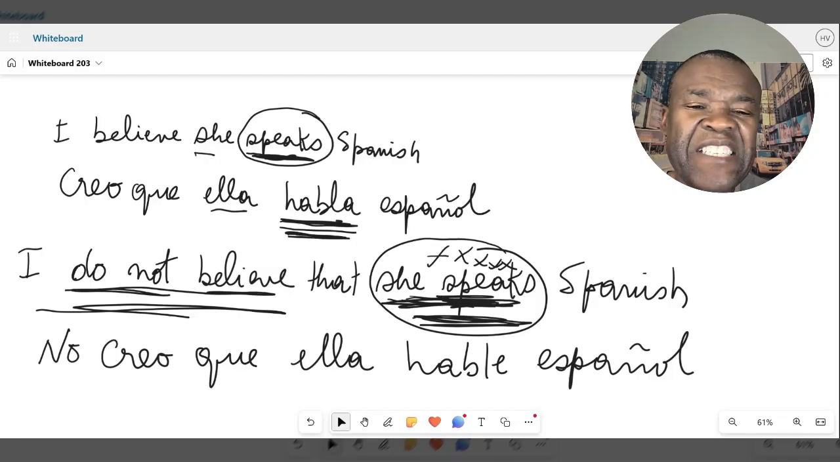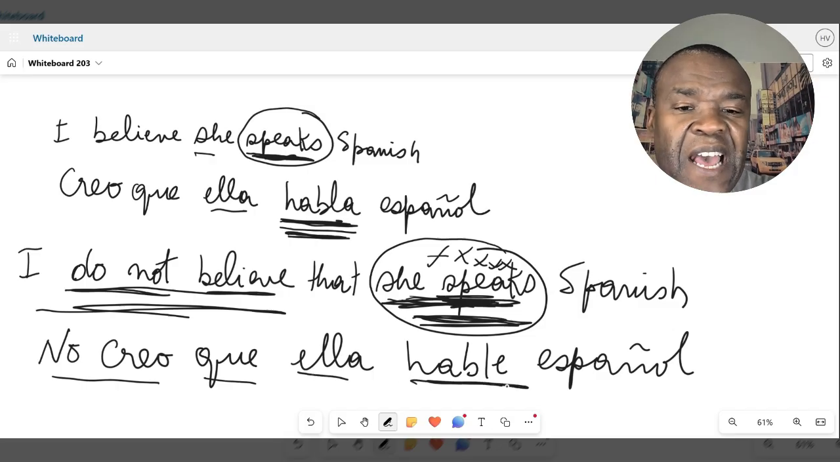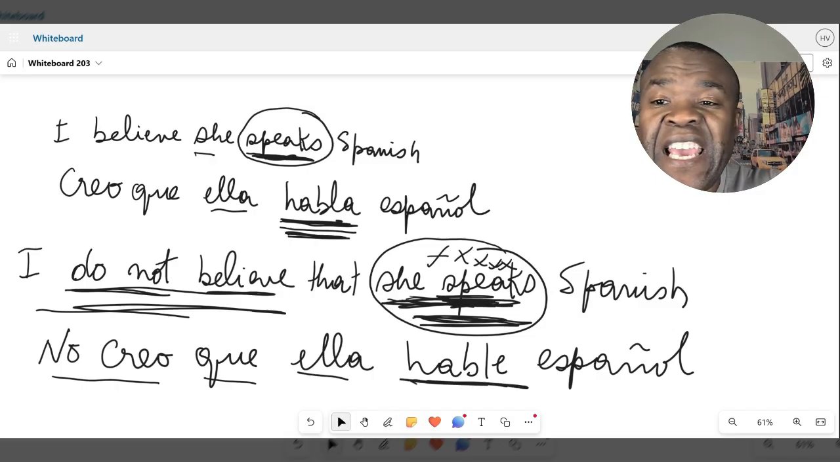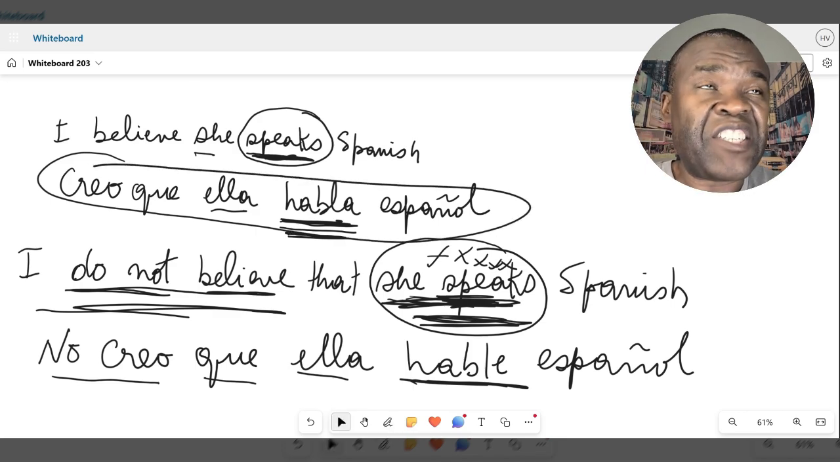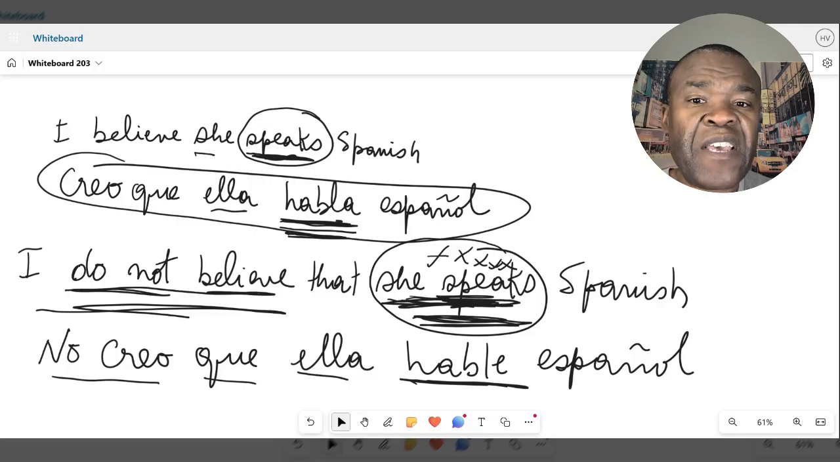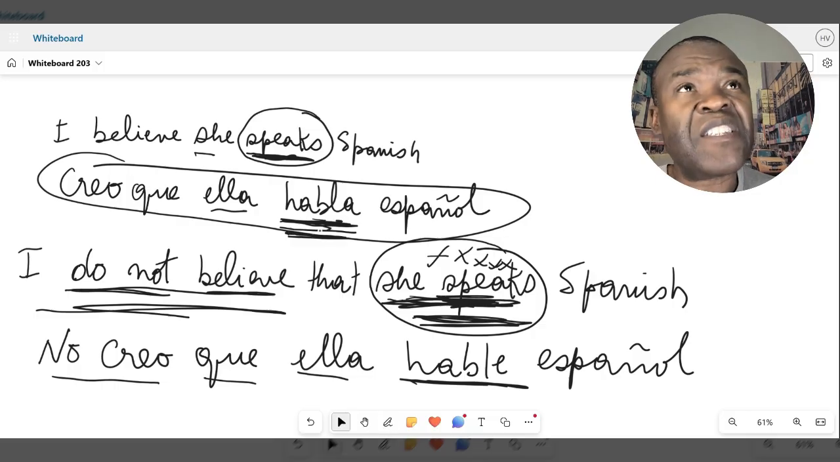Therefore, Spanish says that since you don't believe, whatsoever you don't believe that is expressed through a conjugated verb goes to the subjunctive mood because you're not asserting it. That's why we say, no creo que ella hable. Hable is subjunctive. Here, in the first sentence, the speaker believes that she speaks Spanish. The speaker is asserting that she speaks Spanish. Then she speaks is indicative.